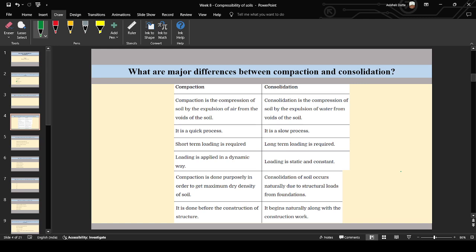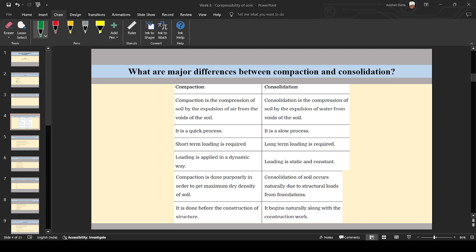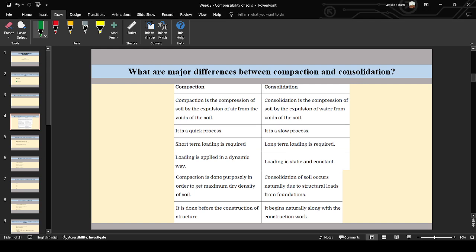Okay, compaction is done purposely in order to get maximum dry density of soil. Consolidation of soil occurs naturally due to structural load from foundations. Yes. So in this case, we'll go directly to the next point also. It is done before the construction of the structure.